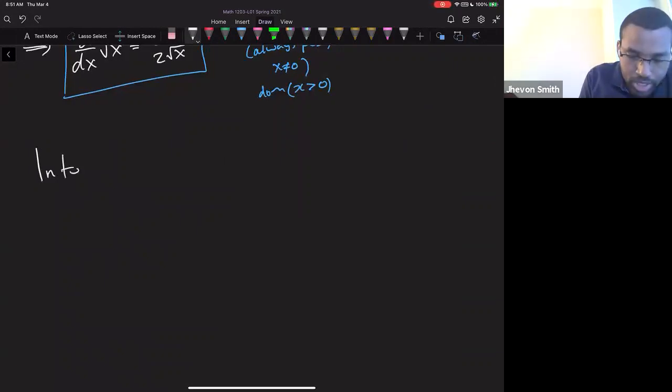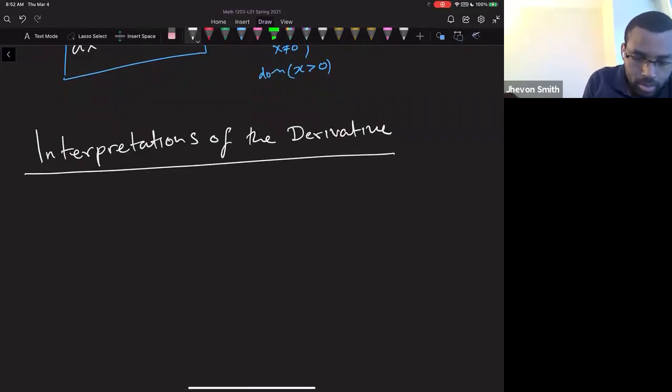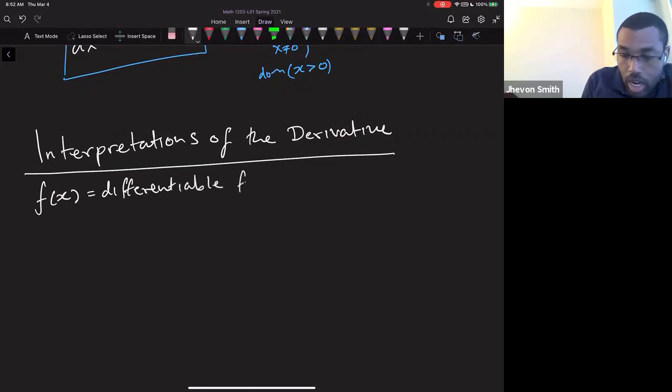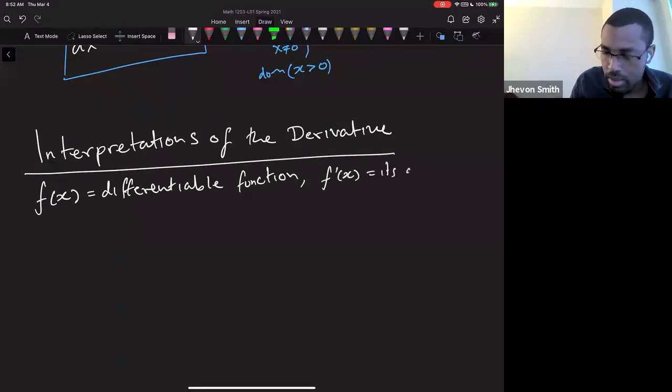So let's talk about interpretations. Very important. So f of x is a differentiable function, meaning a function that we can find the derivative of. Not all functions are like this, by the way, and that's one of the caveats of this solution to the rate problem. It's not always true that you can find the derivative of a function. Functions where you can, they're called differentiable. F prime of x is its derivative.